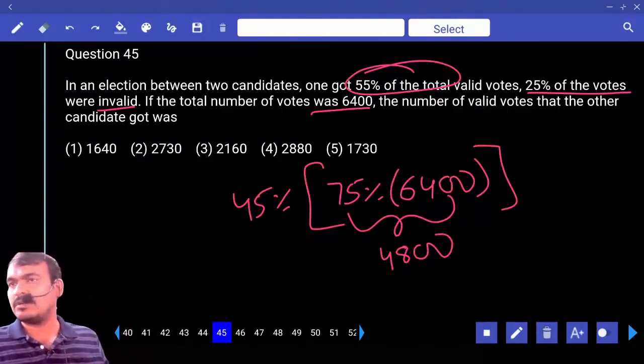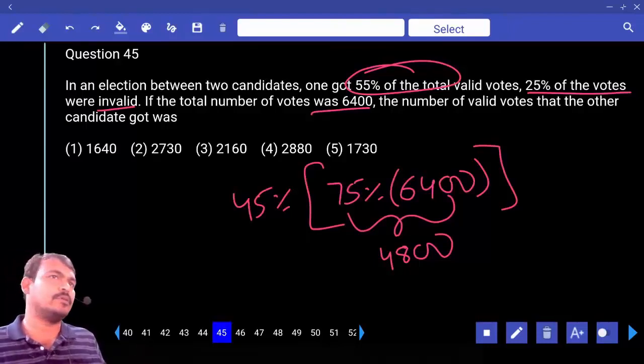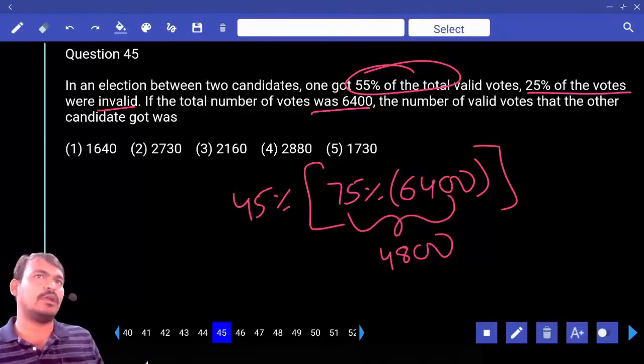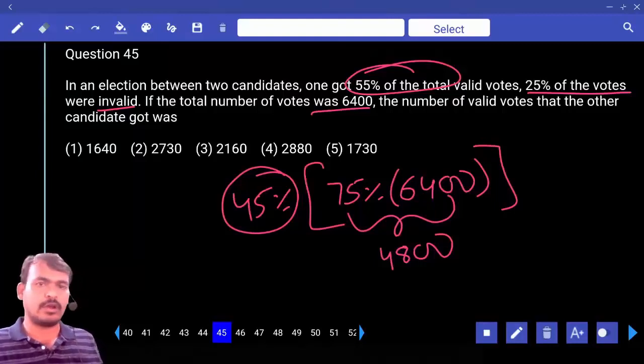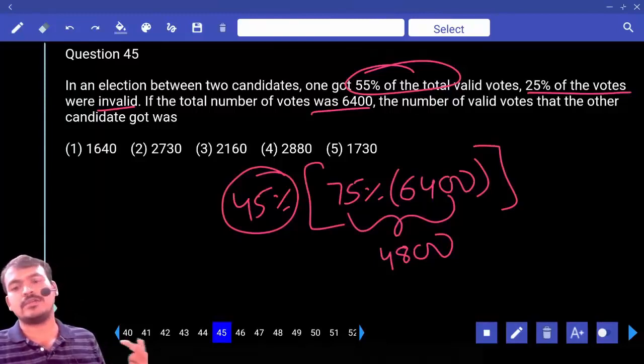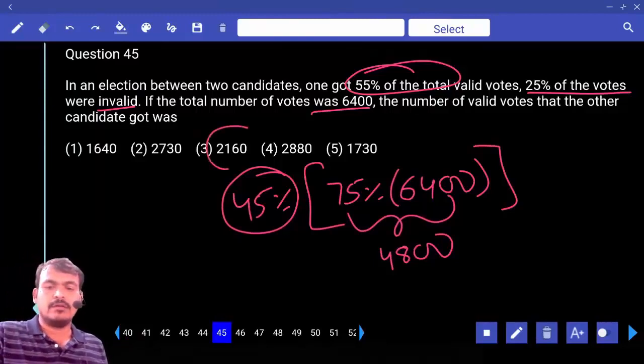What is 50%? 3200. 25%? 1600. 3200 plus 1600. 4800. In that, how much percent do we need? 45% or not? 50%? 2400. 5%? 240. 2400 minus 240. 2160.